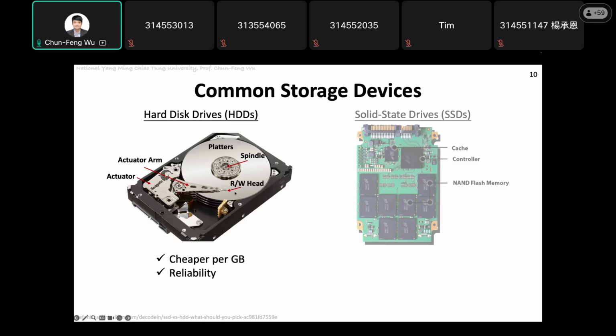And the good things for a hard disk drive are that it is cheaper per gigabyte, and it is reliable. What I mean by reliable is that the data stored on the hard disk drive usually can be kept for something like 10 years. This is called reliable. There is no outer force. You just put it there, then you can store your data for a super long time.